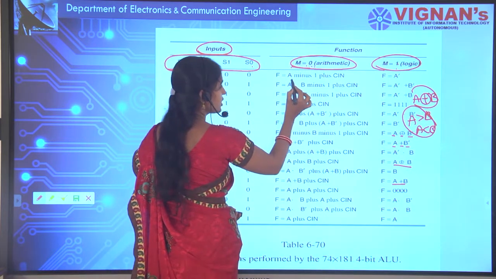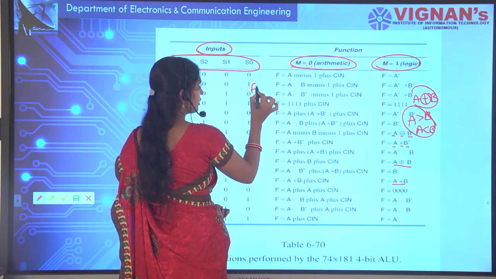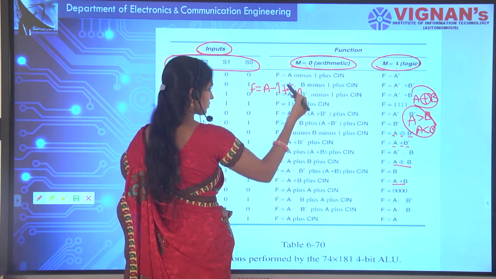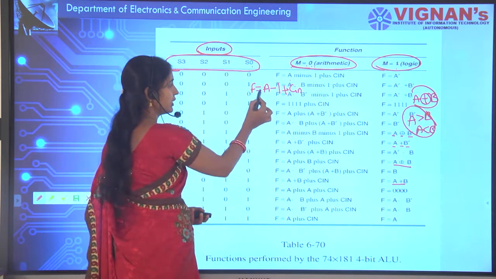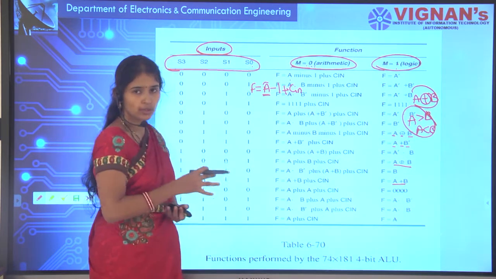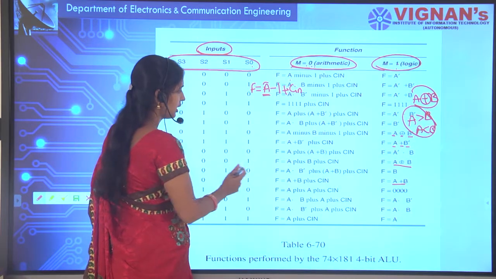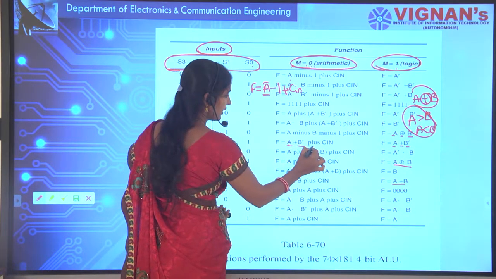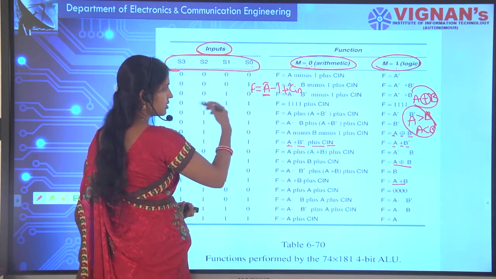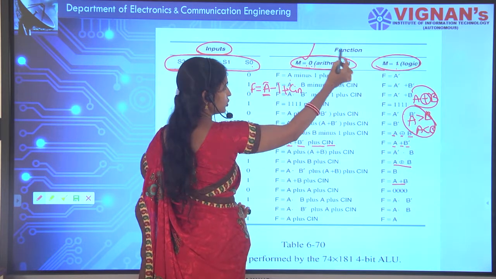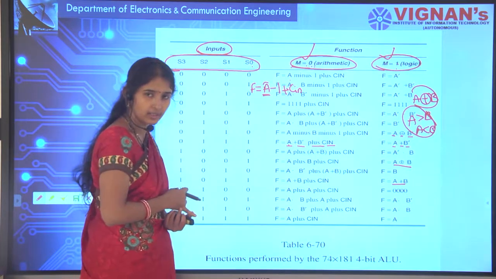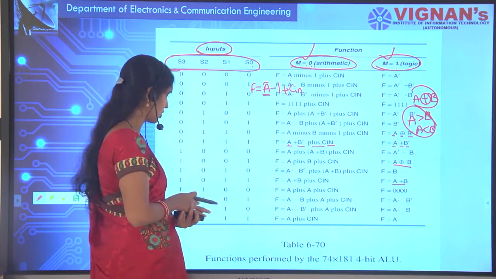See here, what will be your F? That is a minus 1 plus C in. That means whatever the data a value, minus 1 plus C in, depends upon your a value. It is going to perform arithmetic operations. Again, depending upon your selection lines and m value, only depends upon selection lines and m value, it is going to perform either an arithmetic operation or a logical operation.